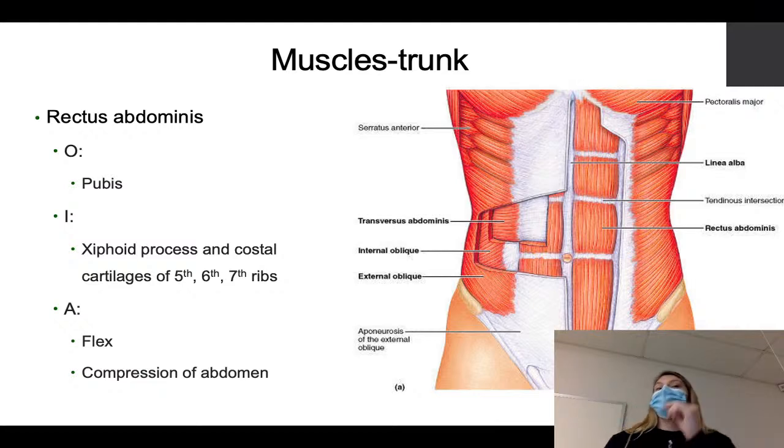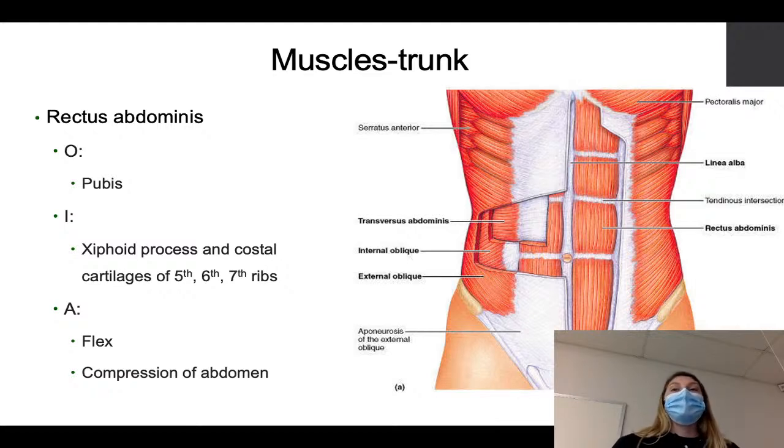Okay, so now we get to move into trunk. This is where it may get a little confusing because this picture looks kind of crazy. First is our rectus abdominis. This is what we're going to classically think of as our ab muscles. You can see this is where you would get that six-pack abs from. The red is going to be the muscle. The white is all going to be fascia, connective tissue, kind of like the IT band.